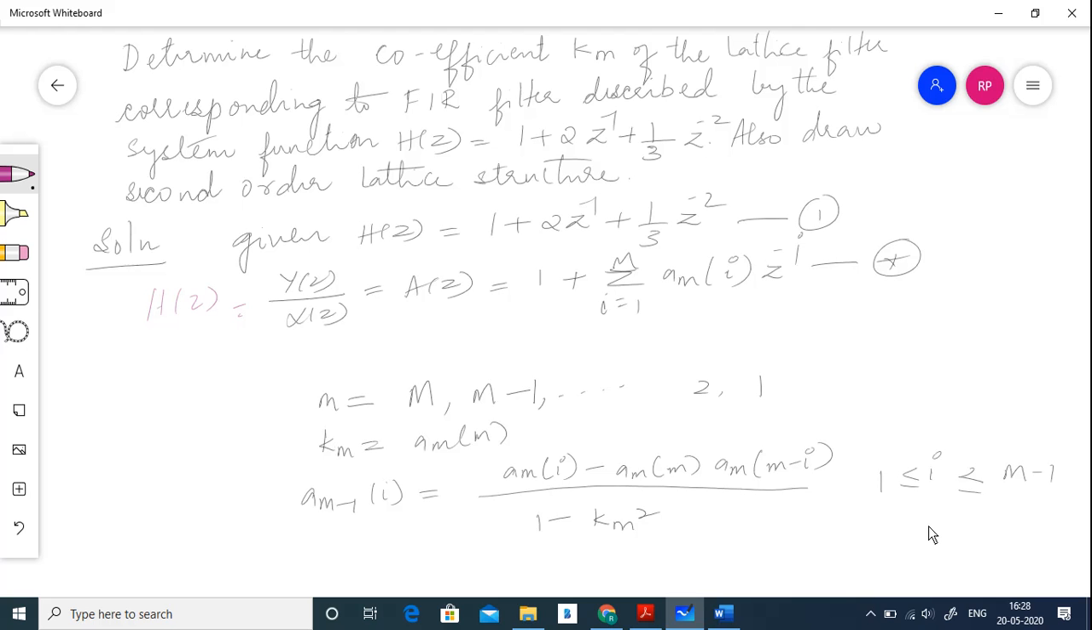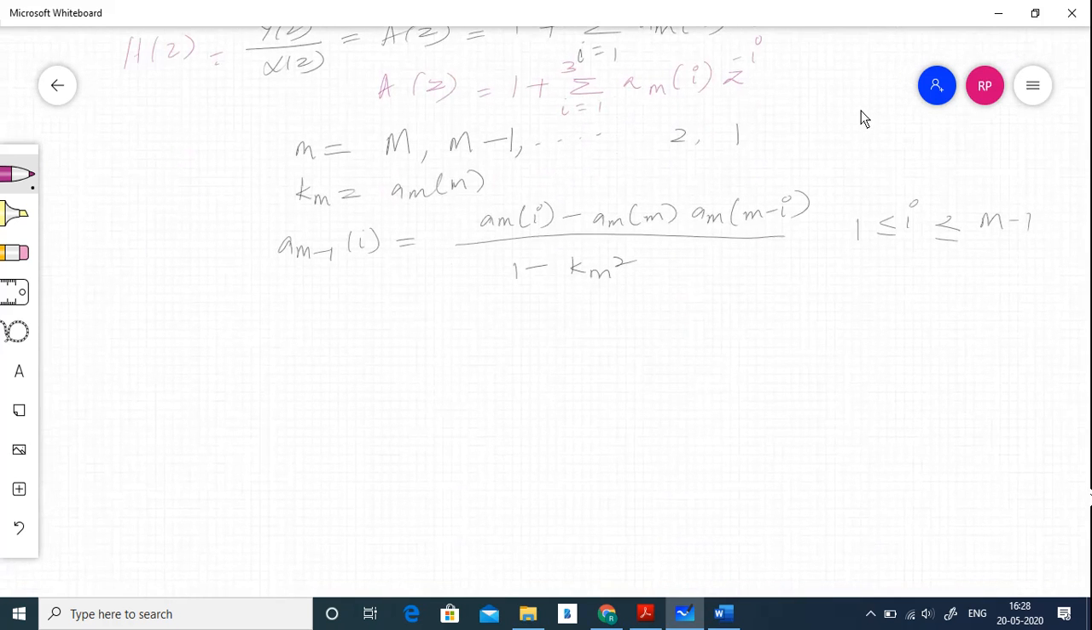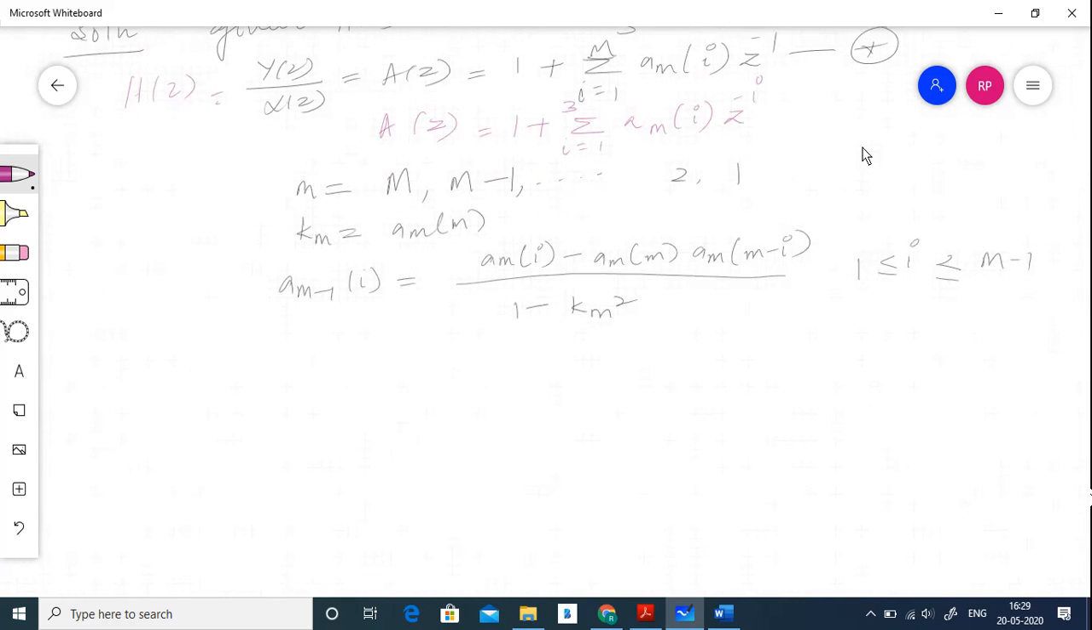So what is the value of m here? M is nothing but the order of the filter. The order of the filter here is 2. I'll substitute that. As a result, you will get A(z) equal to 1 plus summation i equal to 1 to m, a_m(i) z power minus i. So what I'll do now is expand this particular equation.